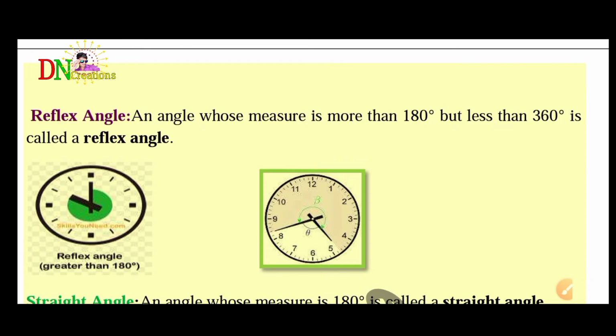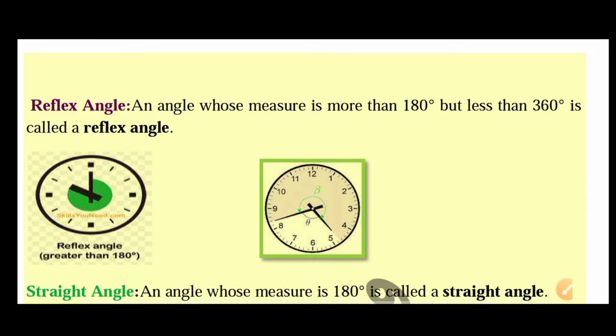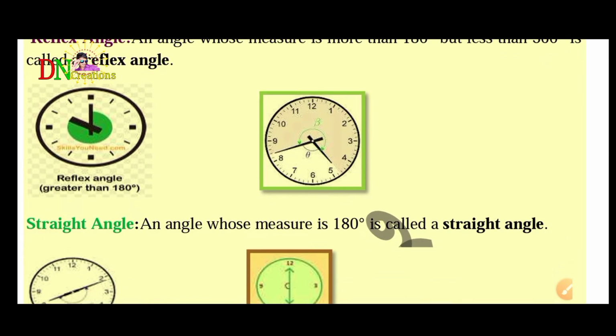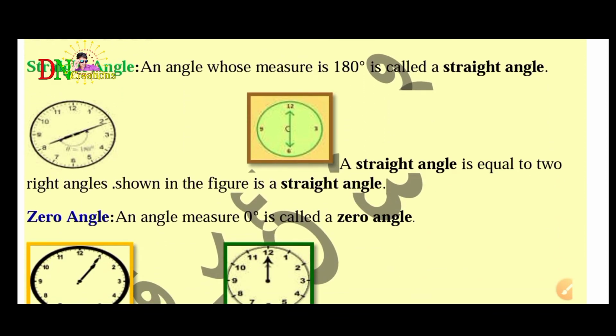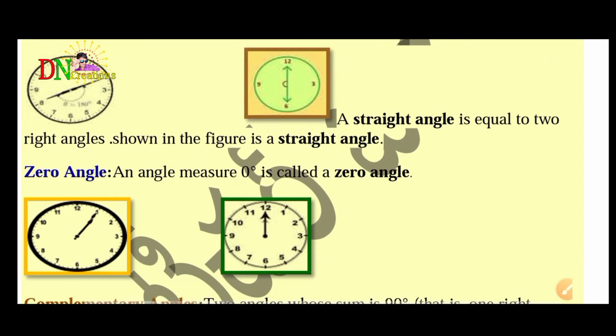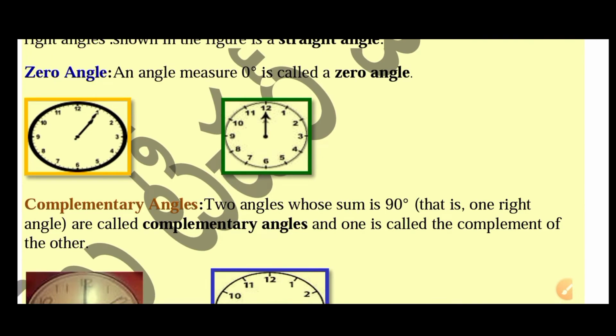Reflex angle, an angle whose measure is more than 180 degrees but less than 360 degrees is called a reflex angle. Straight angle, an angle whose measure is 180 degrees is called a straight angle. A straight angle is equal to two right angles, shown in the figure is a straight angle. Zero angle, an angle that measures 0 degrees is called a zero angle.